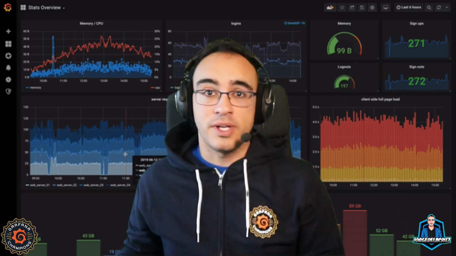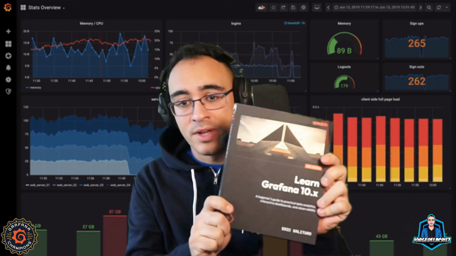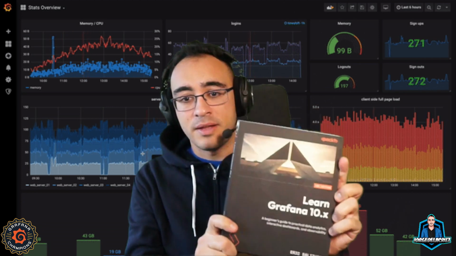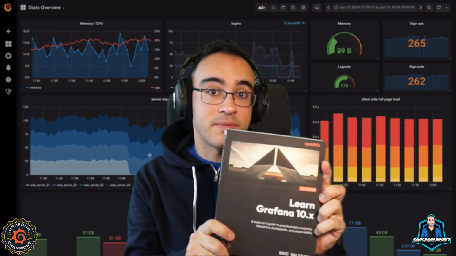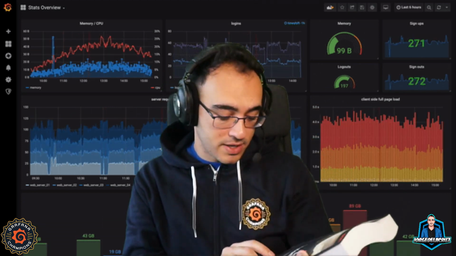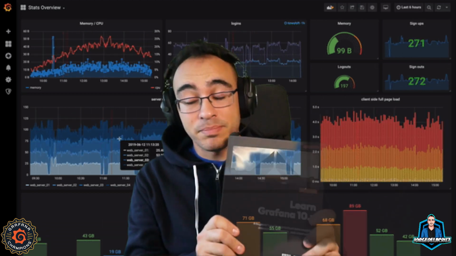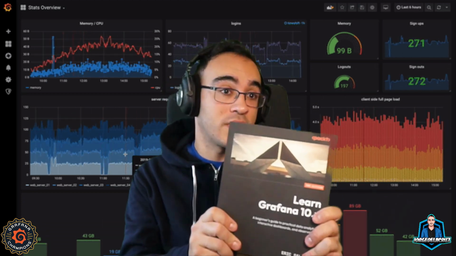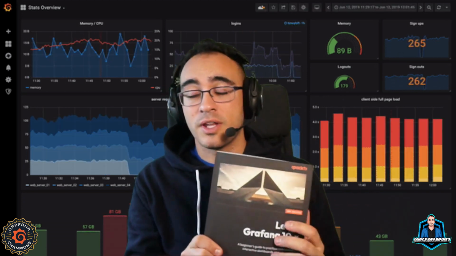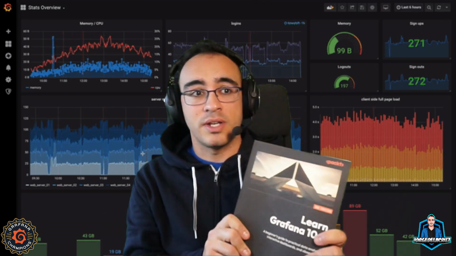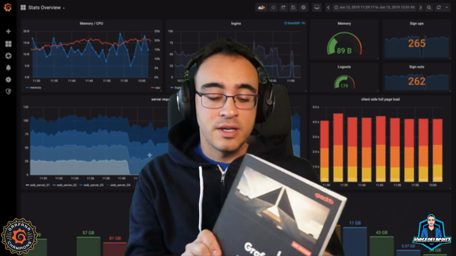So I have the book over here. This is Learn Grafana 10, Grafana version 10, and it's written by Eric Salituro. At the time that he was writing this book, I have not checked LinkedIn right now, but at the time he was working at Zendesk.